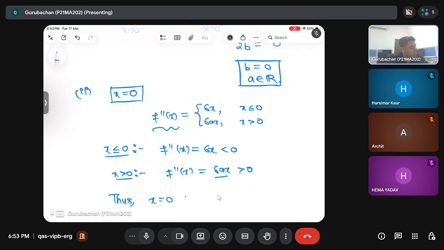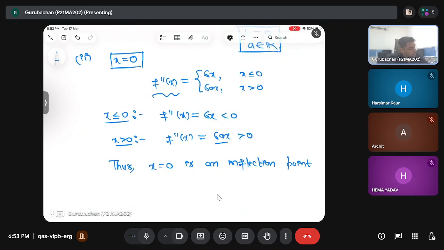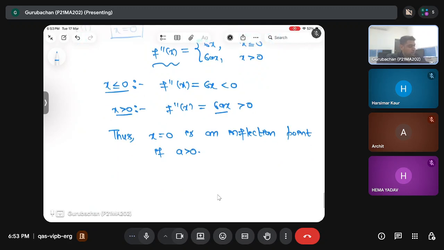Thus, f at x equal to 0 is an inflection point if a is greater than 0 only. The last question related to this concavity part is as follows. You will do this by yourself. Just let me know what your answer is.